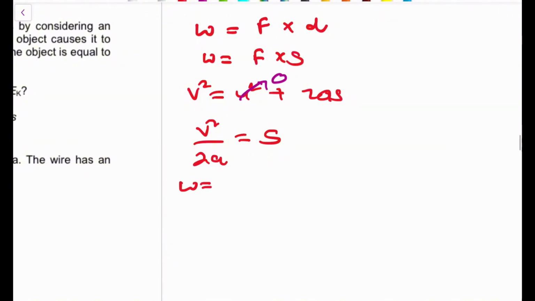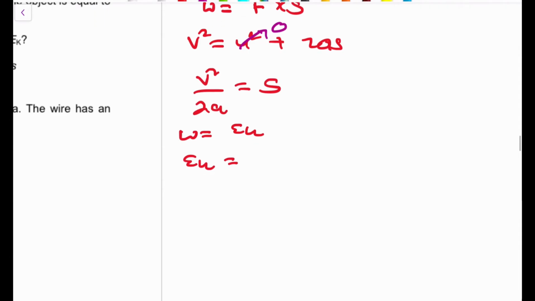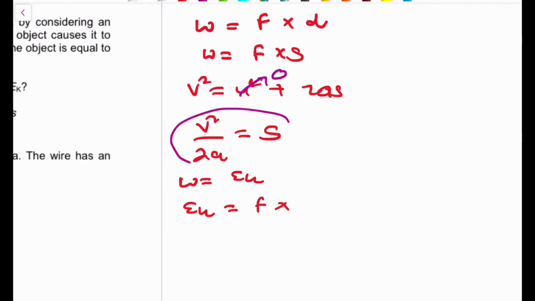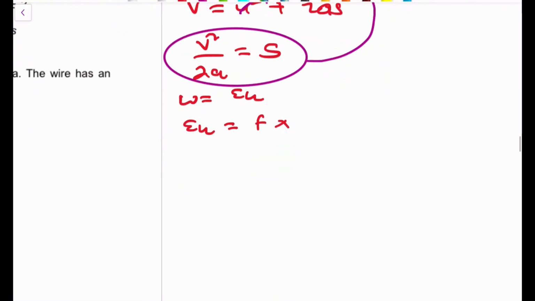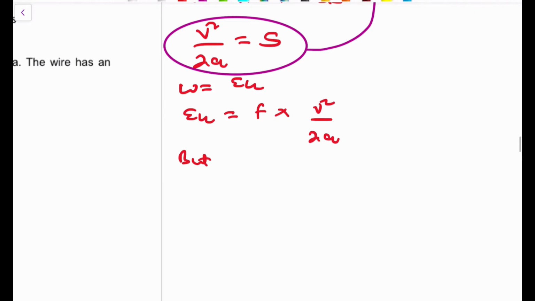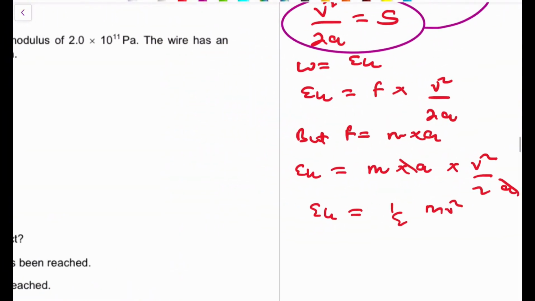We know that work done is equivalent to that kinetic energy. So the kinetic energy will be equivalent to the force multiplied by s, and this expression for s is going to be substituted in, which is v squared divided by 2a. But F is equal to mass times acceleration. So the kinetic energy will be equal to mass multiplied by the acceleration multiplied by v squared divided by 2a. Those two cancel out, so EK will be half mv squared. We have derived our equation.